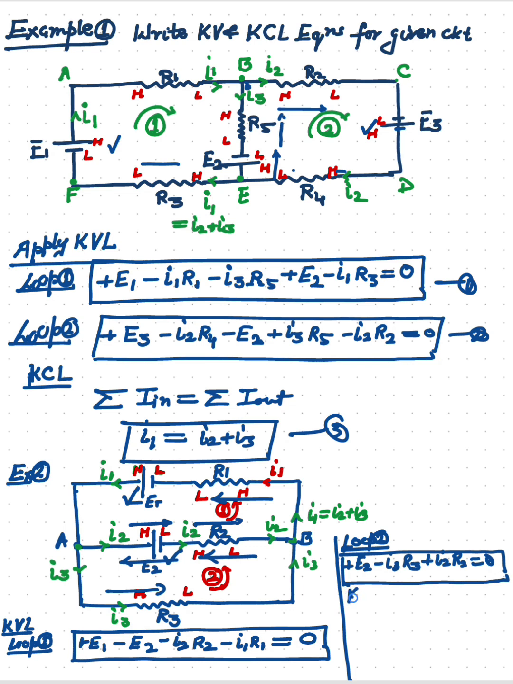And KCL, if we apply KCL, then at junction A, here this I1 is the incoming current. Okay, formula is I in equals to I out. Clear? So I in is I1 equals to I out is I2 plus I3. So this is the KCL equation for junction A.